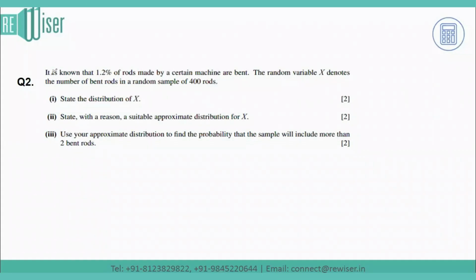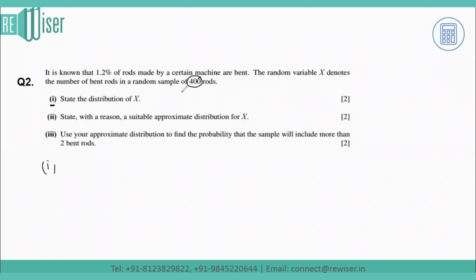Hello students. The question says it is known that 1.2% of the rods made by a certain machine are bent. The random variable x denotes the number of bent rods in a random sample of 400 rods. The first part of the question asks for the distribution of x.